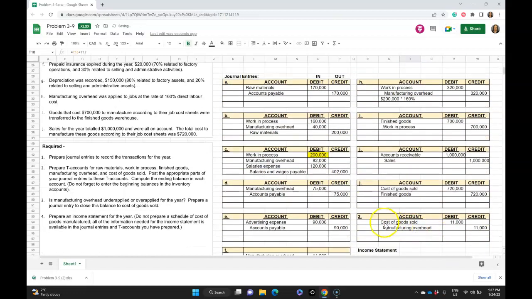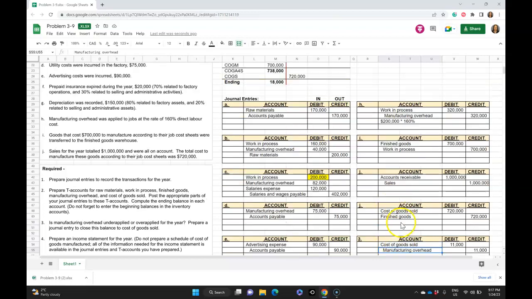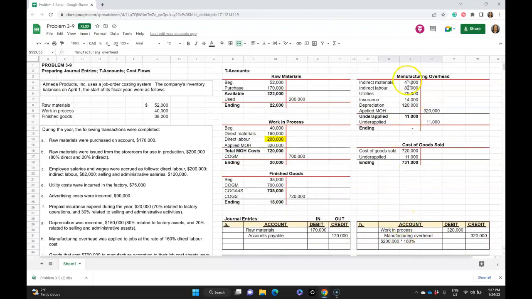Okay, so this journal entry could go either way. If it's overapplied, then you would have manufacturing overhead on the top and cost of goods sold on the bottom. So here is how I knew. If I add up everything on the left-hand side, you can see down here it says sum 331. And I compare that to what I allocated. So remember, I took out 320 and I put it into work in process. That means there was more actual costs than what I allocated to the jobs. So we didn't allocate enough. So that's why it's underapplied. And we have to do that journal entry.